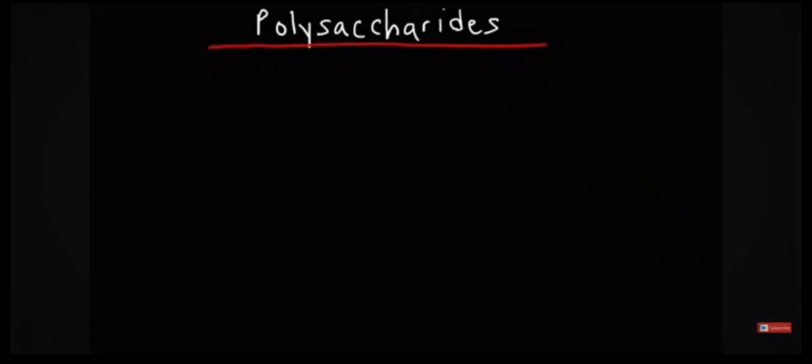Today's video, we will discuss the polysaccharides. If we think back, monosaccharides means one sugar unit, and disaccharides means two sugar units, and polysaccharides, poly means many. So, the first type of polysaccharides is starch.